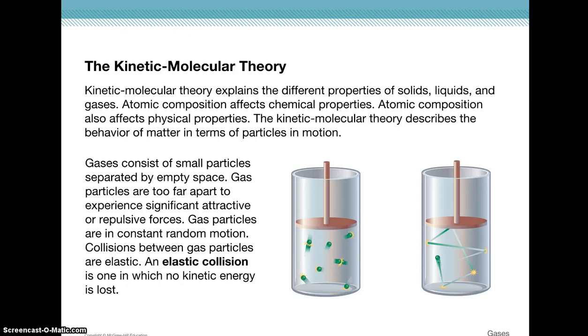Third, gas particles are in constant random motion. So the random part means they don't have a specific place they have to go. They can move in any direction, but they are going to be traveling in straight lines. If you look at the picture on the right, it kind of shows that constant random motion. And then the fourth part says that collisions between gas particles are elastic, which means that when one particle collides with something, there's no kinetic energy lost, that it transfers that energy completely. So those are the things we're going to be assuming about gases as we study their behavior in terms of how they're actually moving.